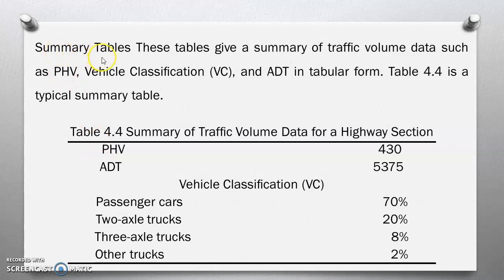Summary tables are tables that give a summary of traffic volume data such as PHV, vehicle classification, and ADT in tabular form. This is the summary of traffic volume data for a highway section. PHV is equal to 430 and ADT is 5,375. The vehicle classification of passenger cars, 2-axle trucks, 3-axle trucks, and other trucks are also shown in the summary of traffic volume.